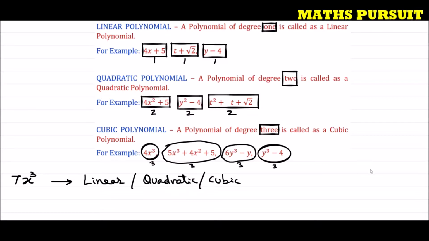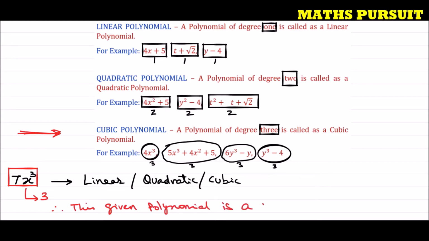Now, after understanding the examples as well as the definitions, let us try to identify to which polynomial 7x to the power 3 belongs. Here, the highest power of the variable is 3. That means definitely this belongs to a cubic polynomial, because a polynomial of degree 3 is called a cubic polynomial. So we can write, therefore, this given polynomial is a cubic polynomial.